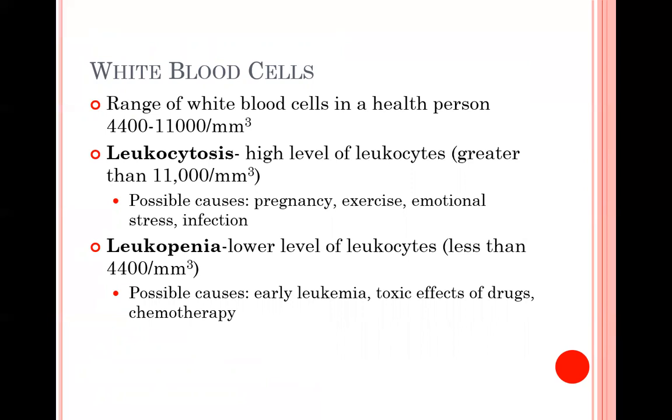The possible causes of that could be pregnancy, exercise, emotional stress, infection. If your white blood cell count is very low, less than 4,400, that could be an indication of early leukemia, or possibly a toxic effect of a drug that was taken. Certain drugs can lower your white blood cell count, or chemotherapy can do it as well. And that's called leukopenia, when your white blood cells have lowered below 4,400.